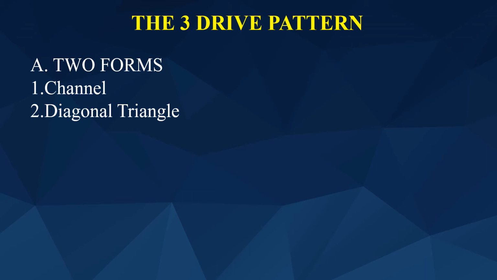So we are going to look at the three drive in the form of a channel, and then the different characteristics that we have to look for. And then next we go to the one that looks like a diagonal triangle, a three drive pattern that looks like a triangle. And then in the third video we are going to look at confirmation, using other patterns.